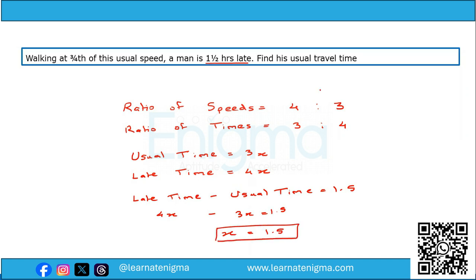Now we have been asked to find out the usual travel time. So usual time is 3x. So 1.5 into 3, we get the answer as 4.5 hours. So that's our answer.